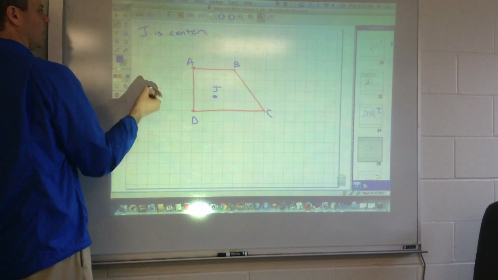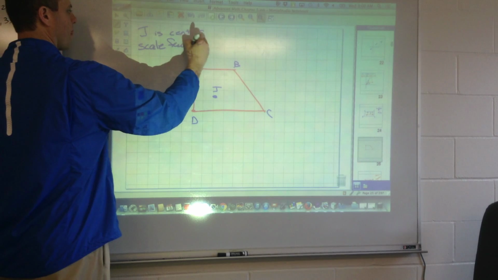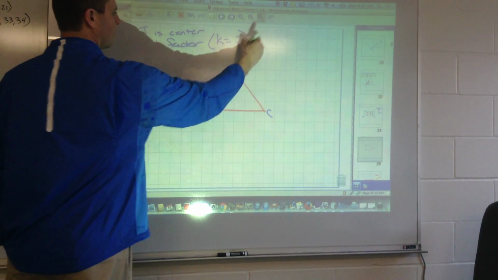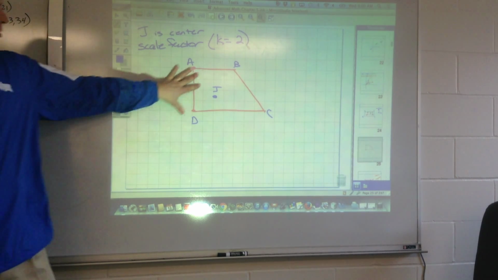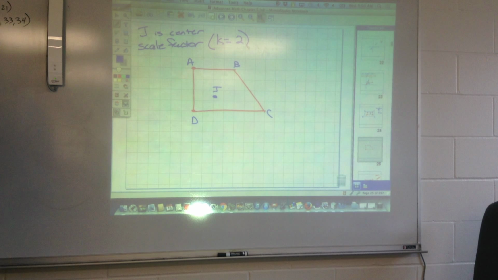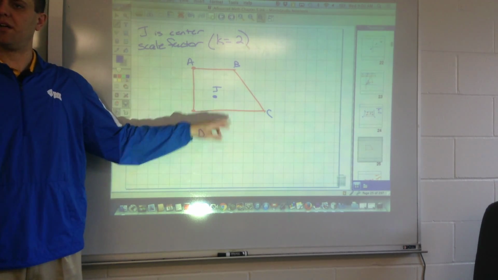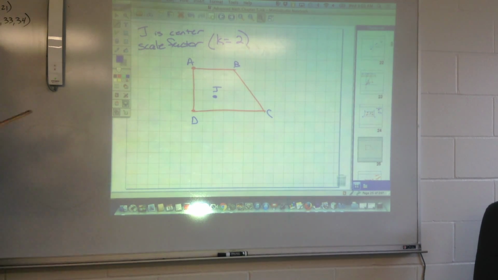And then they're going to give you a scale factor. They'll say like K equals, I'm going to use 2 again to make it a little bit bigger. Hopefully I don't run out of space. All right, so the way you would do a problem like this, if J is my center, okay, so I want the center to still be here, but I want to scale this thing up by a factor of 2.